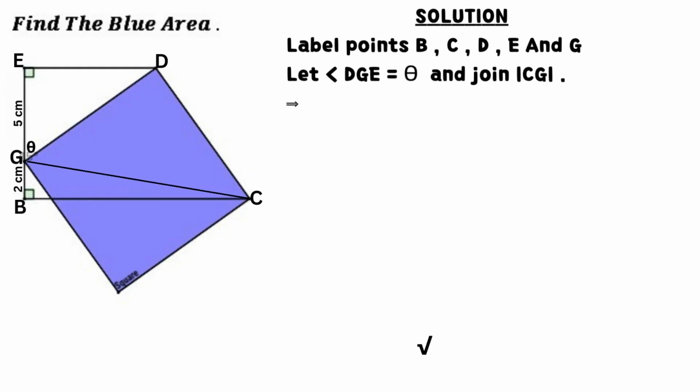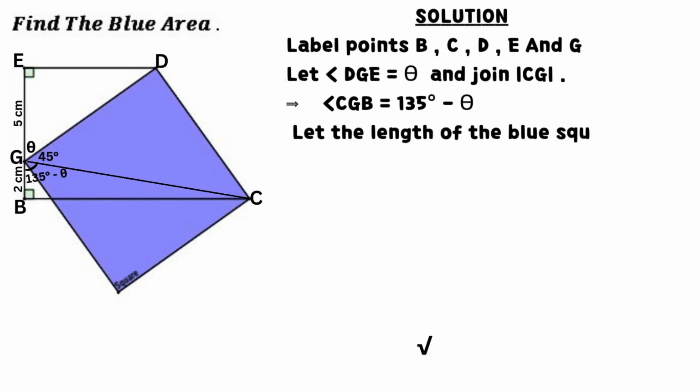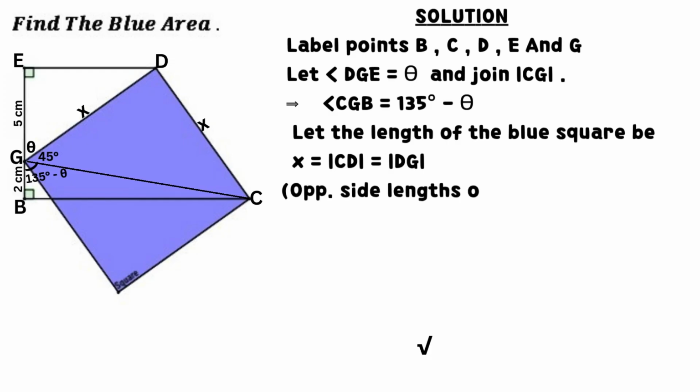Let angle DGE equal theta. Join line CG. This implies that angle CGB equals 135 degrees minus theta. Let the length of the blue square be equal to x, which equals line CD. Line CD equals line DG. This is because opposite side lengths of a square are equal.